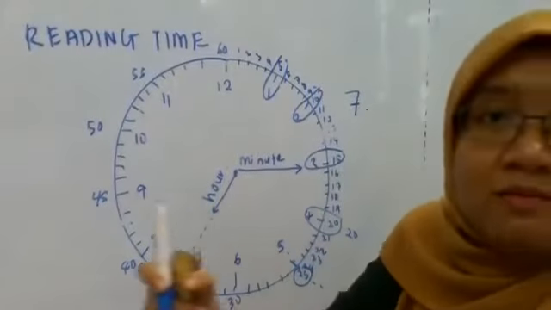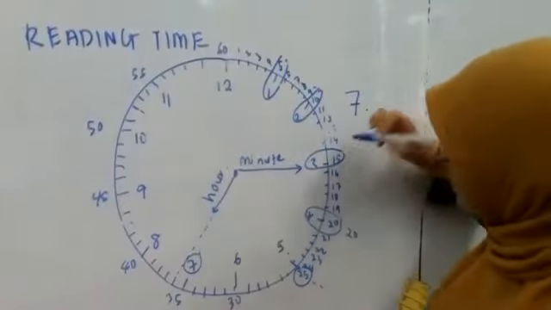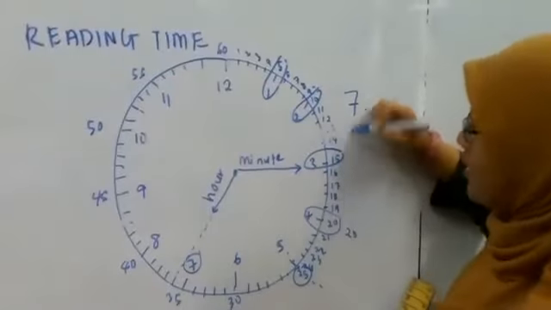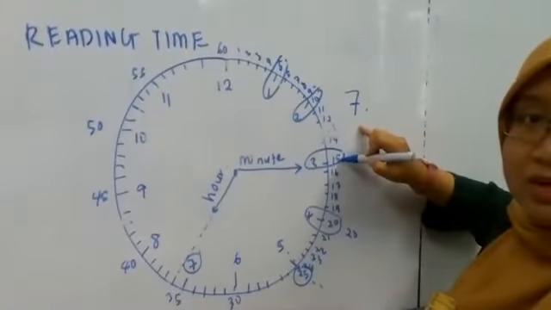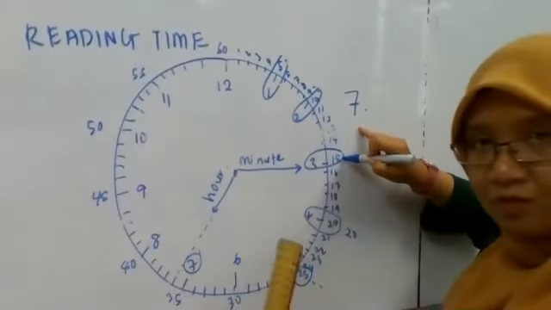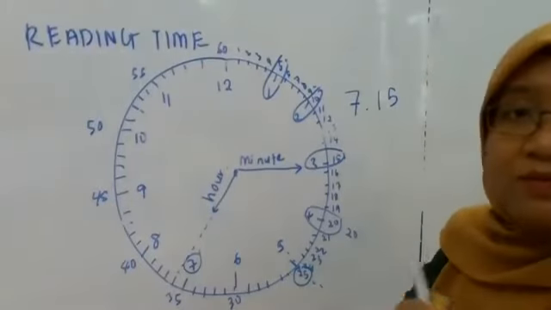Then you have to write the minute. Look at the long needle and see it stops at 3. And then you skip count by 5: 5, 10, 15. So this one is 15. Skip counting by 5, 3 symbolizes 15 for the minute. So 7:15, 15 minutes.